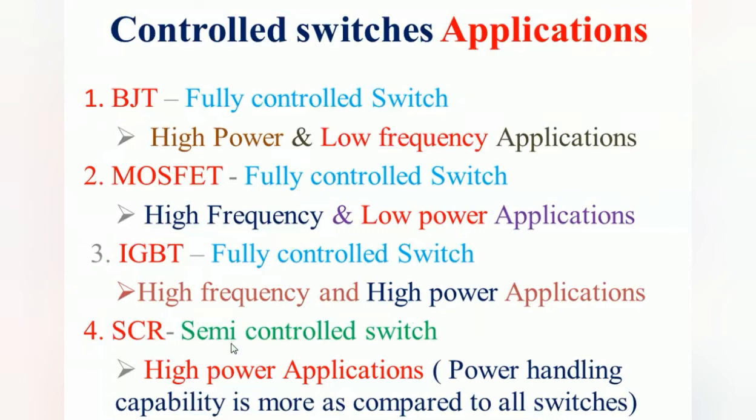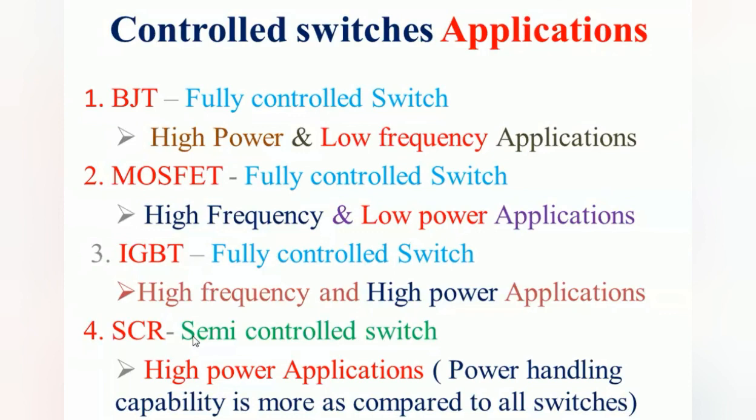SCR is a semi-controlled switch. It is actually used for high power applications, and BJT is also a high power application, but as compared to BJT, the SCR power rating is more, right? That is, SCR is most commonly used for high power applications as compared to BJT. So comparing all the devices, SCR is better because of its high power rating. Because of the higher power rating, it is widely used in all the applications where SCR switches would be used.